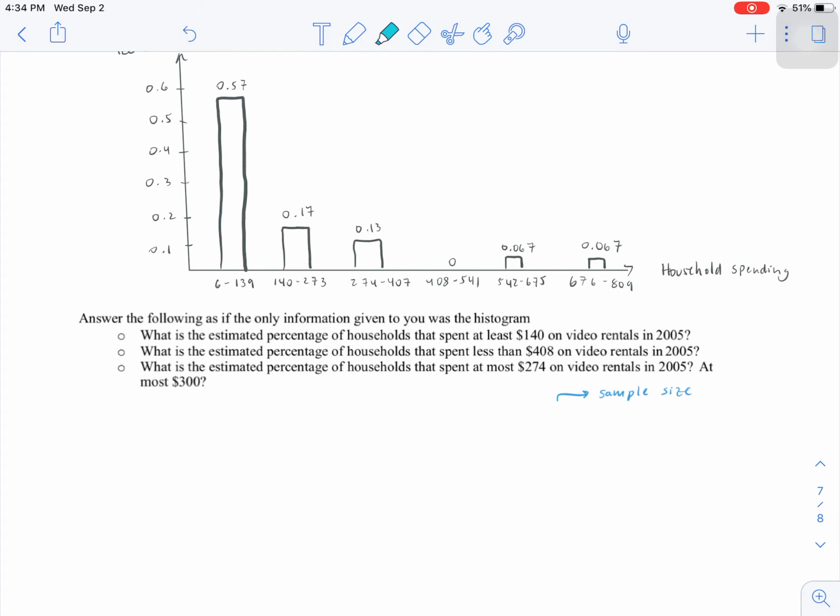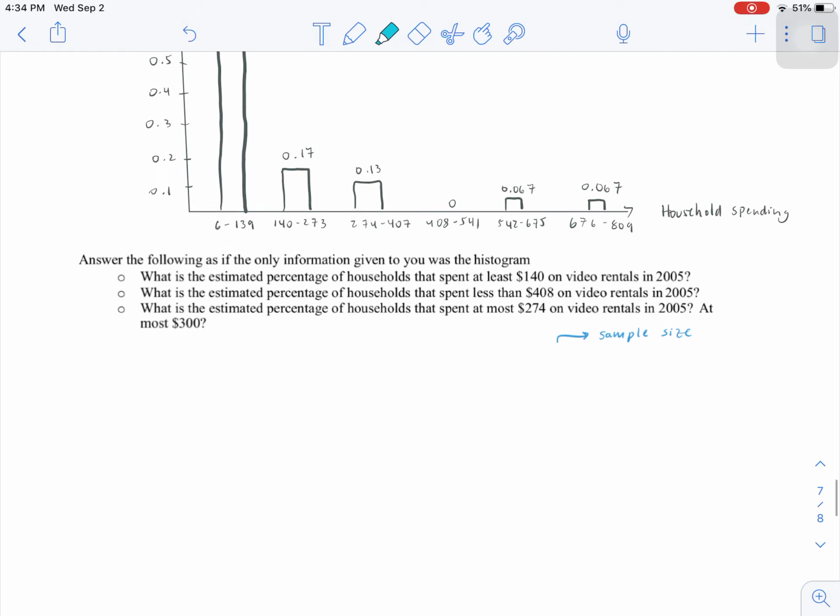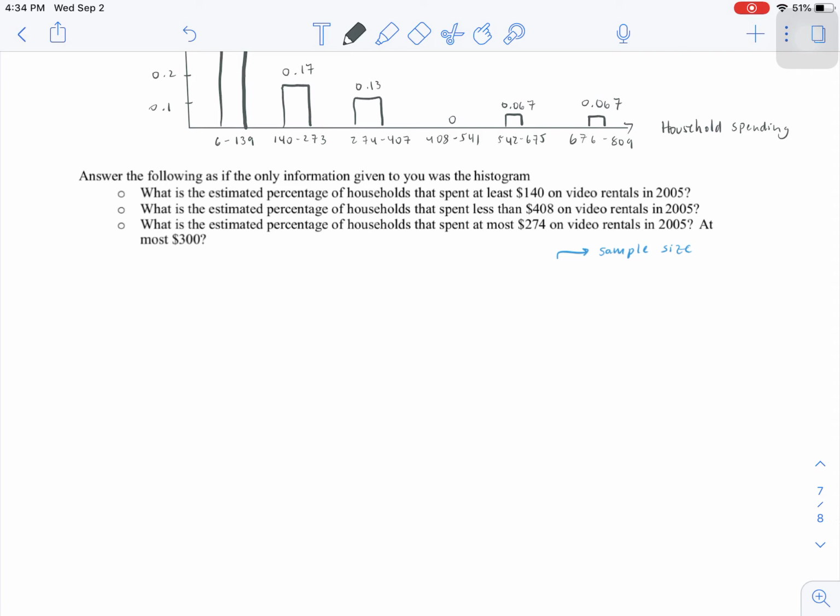I've spaced out these bars here, just put some space in between them, just to make it a little easier to read, but you can put the bars right jutting up next to each other. Okay, so now let's use our histogram to answer these questions.